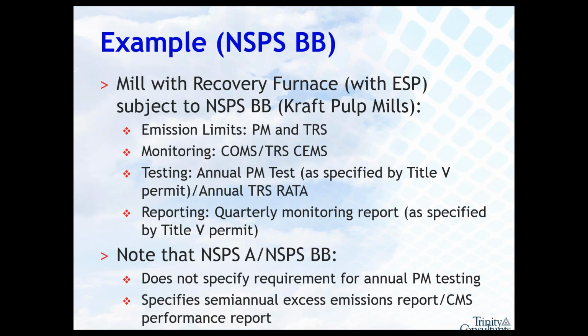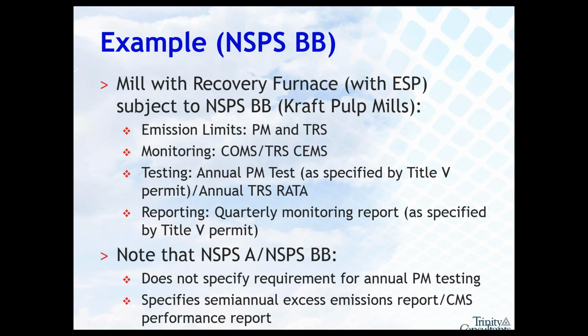Let's give a quick example of how you could evaluate the impact of the proposed rule. We're going to look at a pulp and paper mill with a recovery furnace subject to new source performance standard BB. I picked this one because it's relatively straightforward. This NSPS specifies emission limits for particulate matter and total reduced sulfur compounds. It requires the use of a COMS, or a continuous opacity monitoring system, and a TRS monitor.